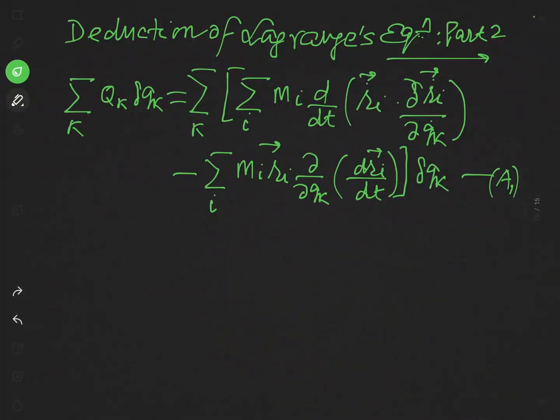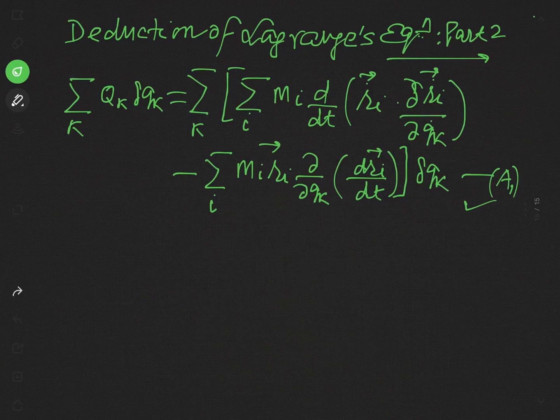In the previous lecture, we discussed the deduction of the Lagrange equation from D'Alembert's principle. I have calculated up to equation A1, which I have again written here. Now in this second part of the lecture, we will complete the deduction or derivation of the Lagrange equation. So we have derived up to this equation A1.